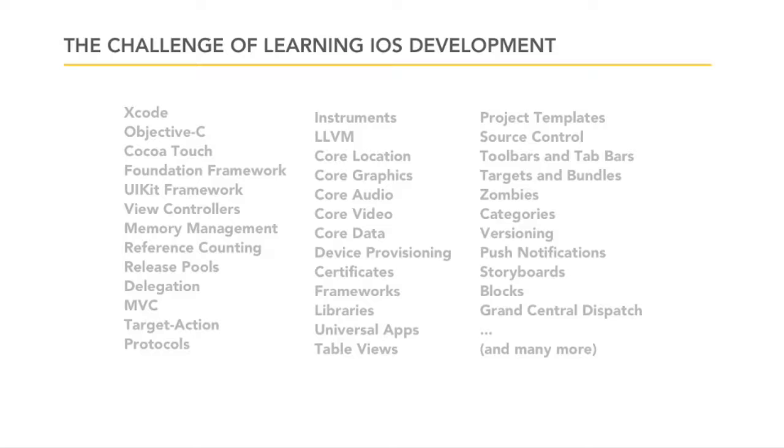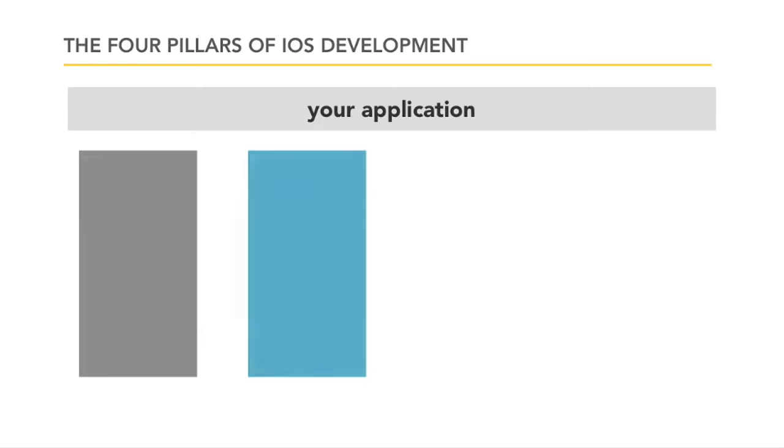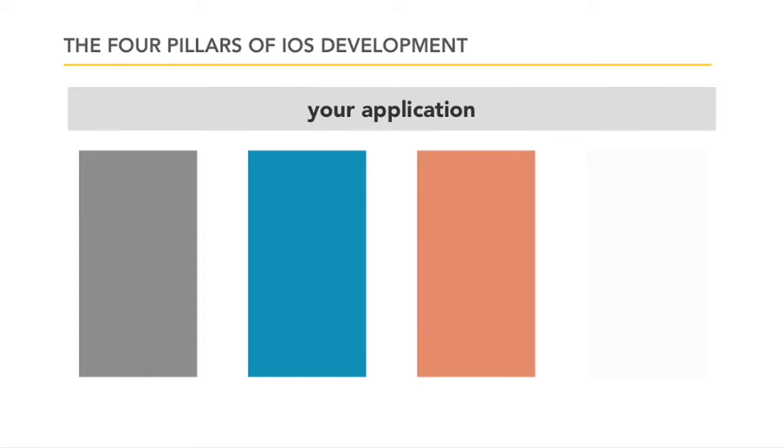Now, while you can learn it by just throwing yourself into the deep end, what I find is a bit more useful is to approach your application development on the iPhone as being supported by 4 pillars, 4 areas of content that you need to have all together in order to build the applications that you want to make.